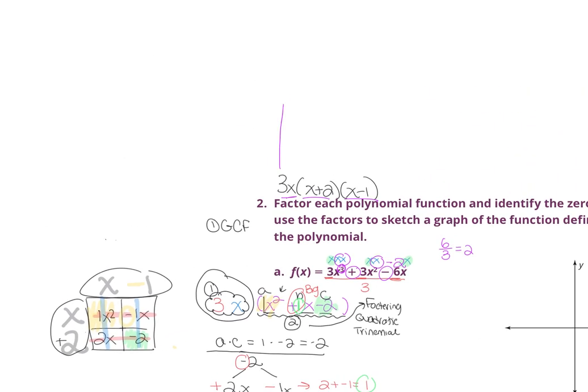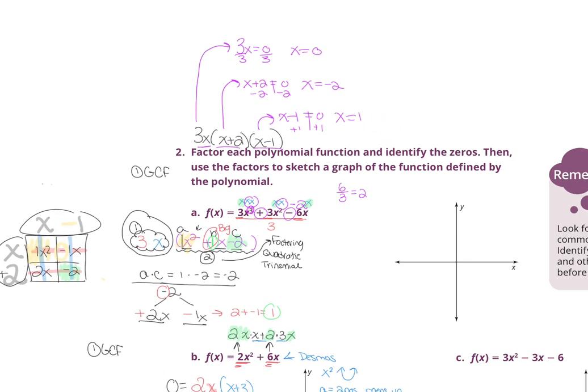So remember, you take each factor, set them equal to 0. So 3x equals 0. So when you divide, x is going to equal 0. X plus 2 equals 0. Subtract the 2 over, x equals negative 2. And your last factor, x minus 1 equals 0. Add the 1, x equals 1. So those were my zeros.